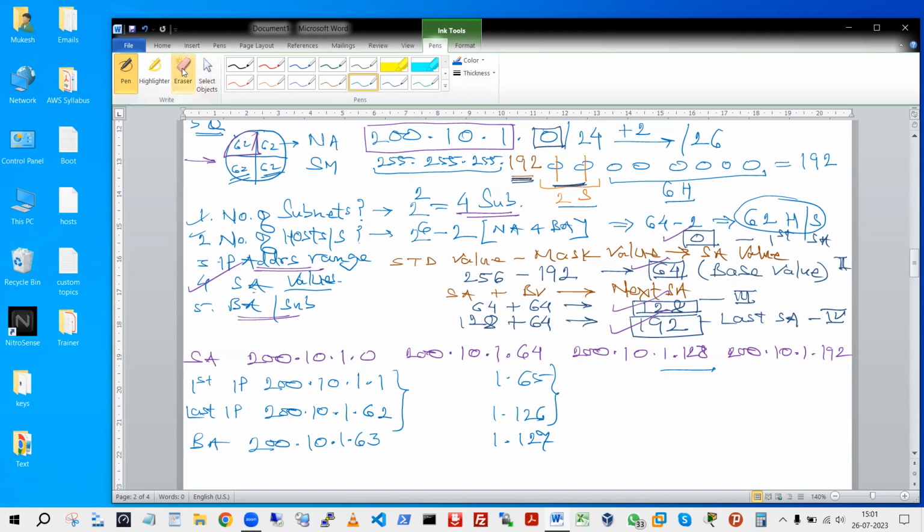Similarly for the third subnet, first IP 1.129, broadcast one less, that is 1.191. So last IP 190. These are 62 IP addresses. Last subnet, first IP 193. Now because it is the last subnet, the broadcast will be 255. So last IP is 254. These are 62 addresses. All are equally divided.